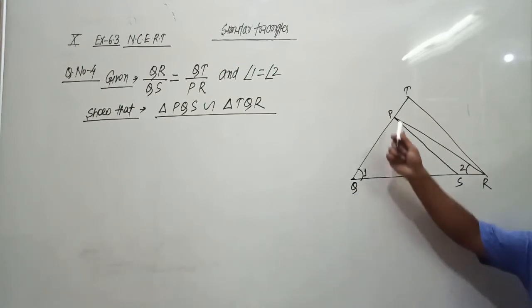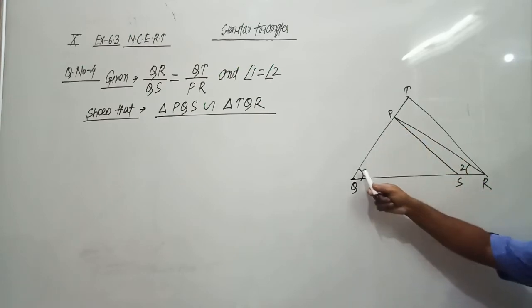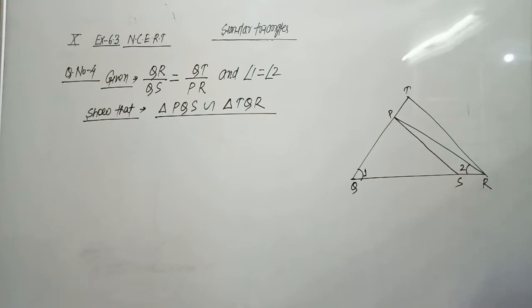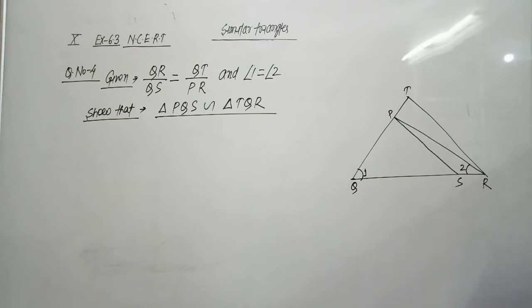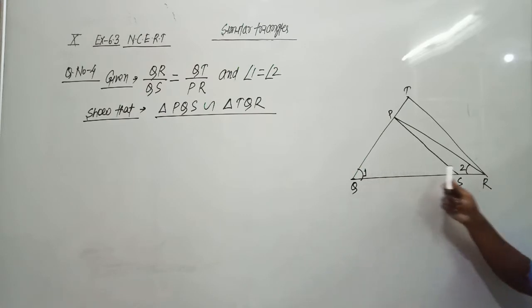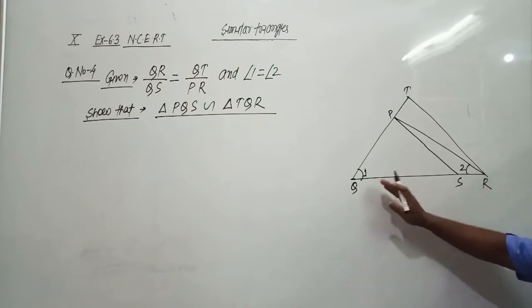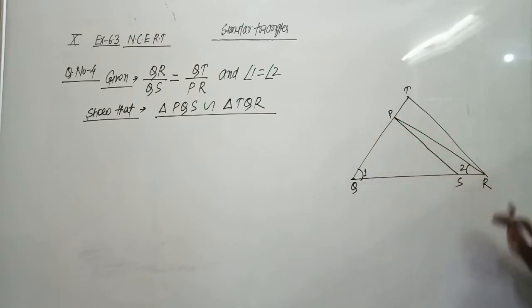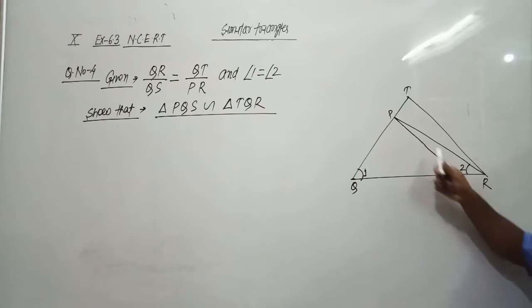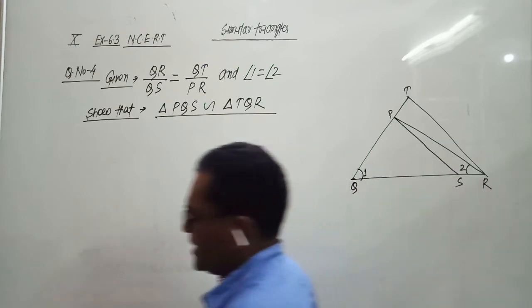So in triangle PQR, angle 1 is equal to angle 2. It means triangle PQR is isosceles, because in an isosceles triangle base angles are equal, and opposite sides are equal. So the side opposite to angle 1 is PR and the side opposite to angle 2 is PQ. They must be equal.